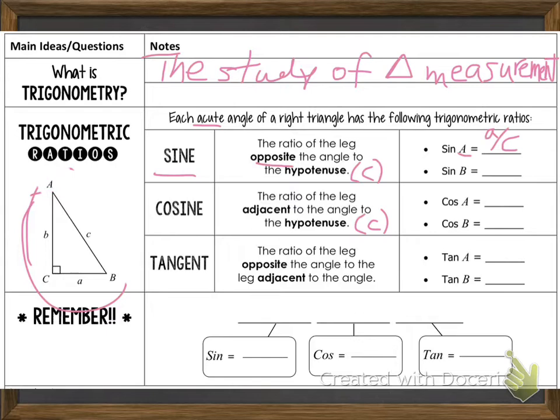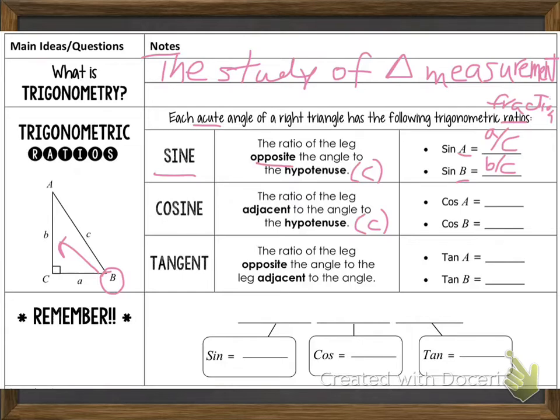So let me erase this right here. So now if we're talking about sine of B, so that would be angle B right here, its opposite side would be the lowercase b. So then for sine of B, I would write that as B over C. Because remember, the hypotenuse is always C. And also, when it talks about ratio, that means fraction. So yes, if you see ratio, you want to put a fraction.